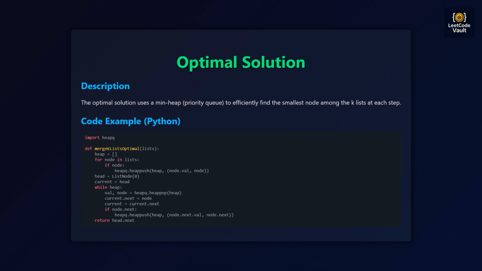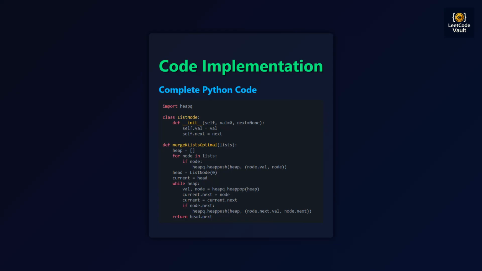Optimal solution. The optimal solution uses a priority queue, or a min-heap. We'll add the first node from each list to the priority queue. The priority queue will always give us the smallest node across all lists. We take that smallest node, add it to our merged list, and then add the next node from the list that the smallest node came from. This process repeats until the priority queue is empty.